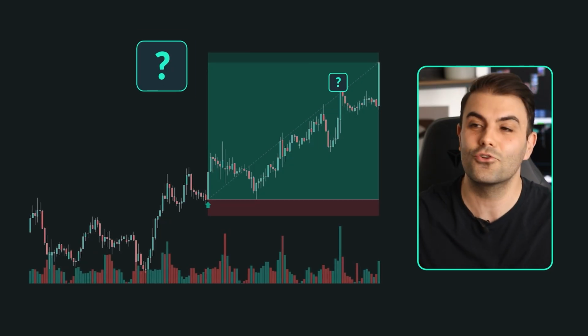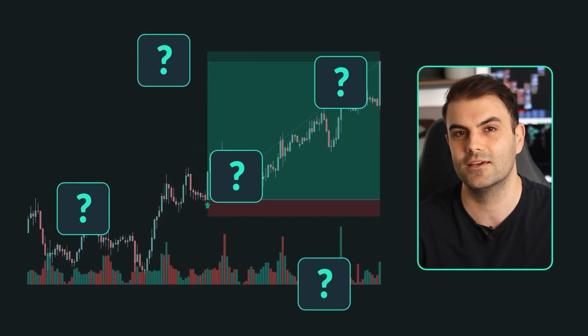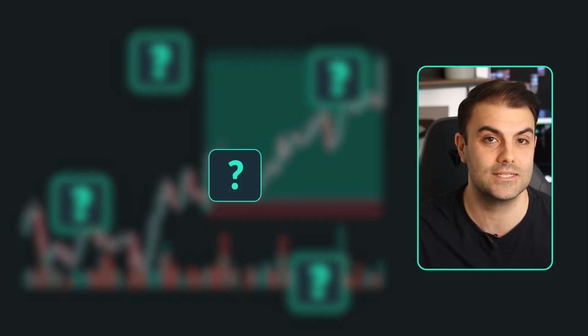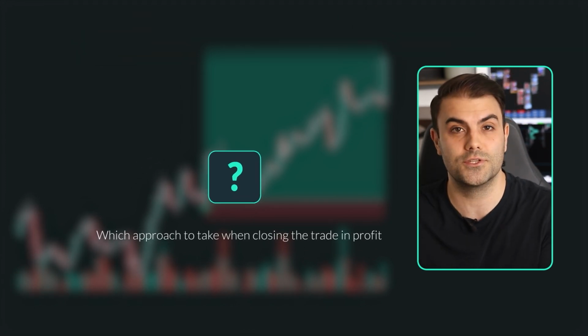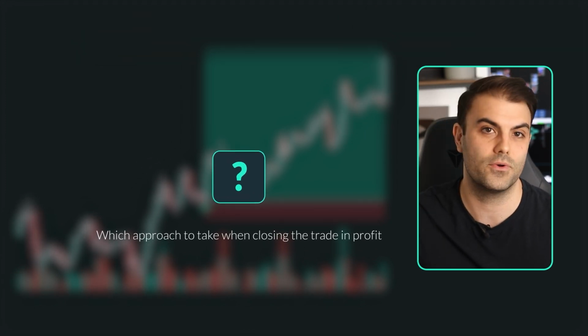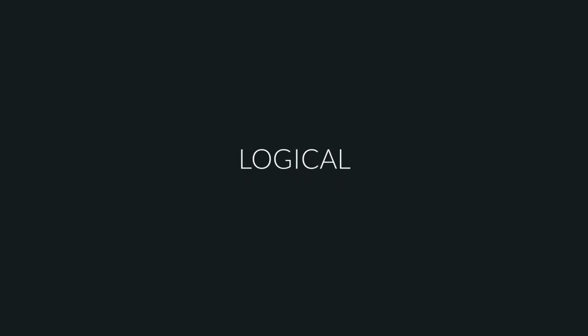Once you've got a trade open, and especially when it's in profit, there are a whole bunch of decisions that you have to make. But among those, there's one important decision that I make each time that I think gets overlooked by most traders. The decision is about which approach to take when closing the trade in profit. And this should be based on what's most logical for the type of opportunity I'm trading.